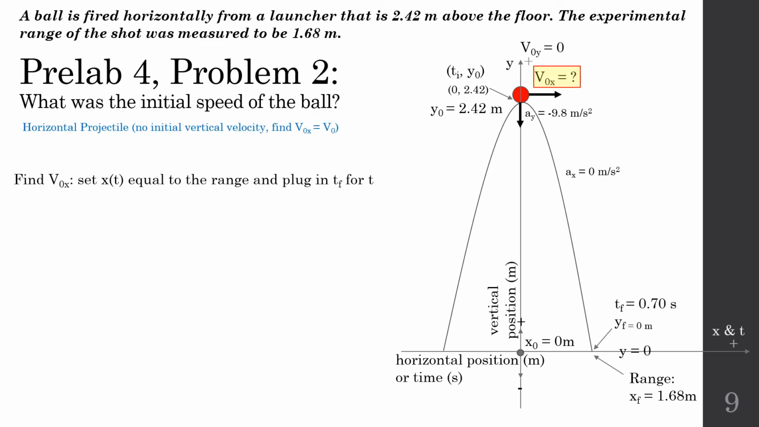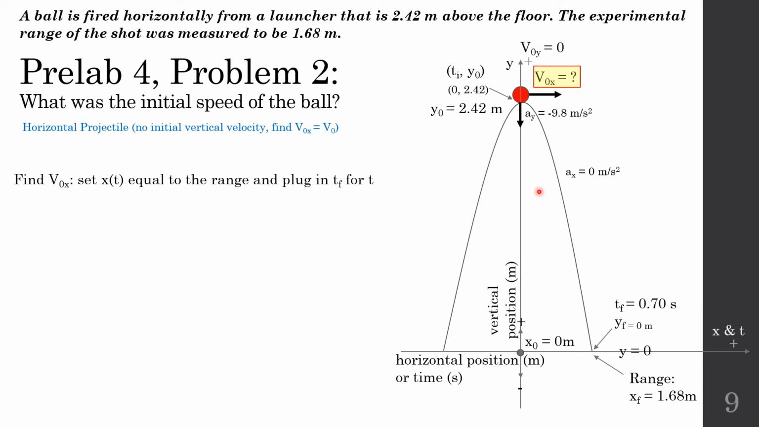All right, pre-lab practice problem number 2. As I mentioned before, this is going to have the same prompt up here, but this time we want to know what was the initial speed of the ball. As we mentioned on the previous slide, this is a horizontal projectile. This means that there is no initial vertical velocity. We've established that. So we are looking for V0x, and in this instance, V0x is equal to V0, because we don't have a vertical component to our velocity.